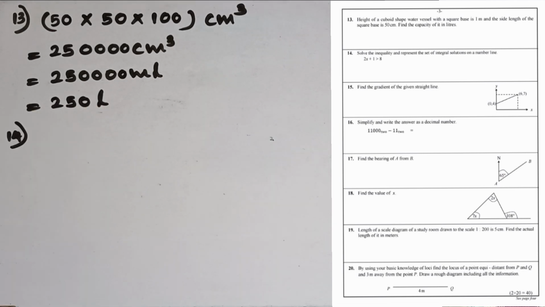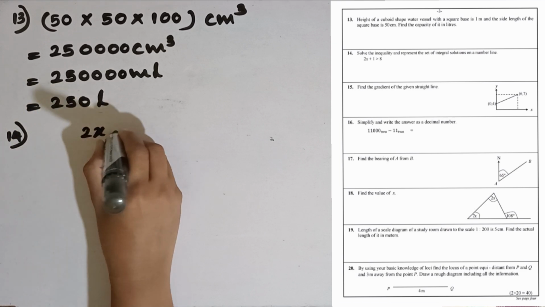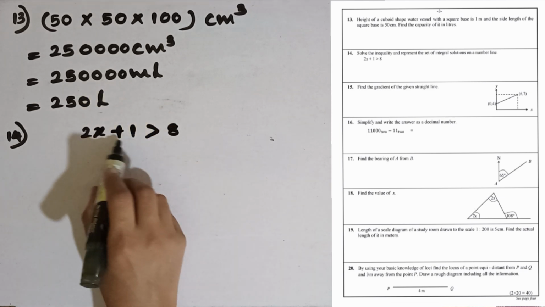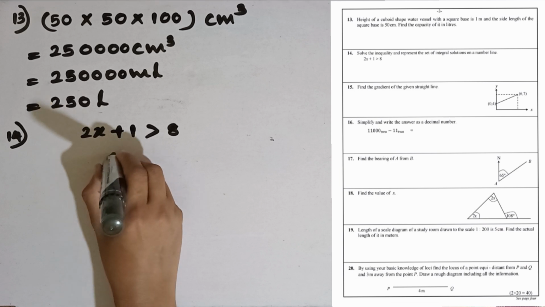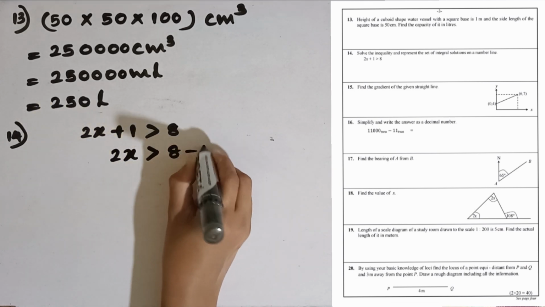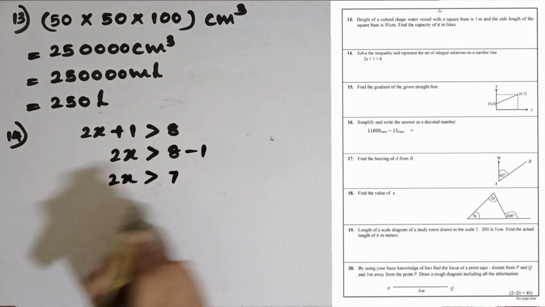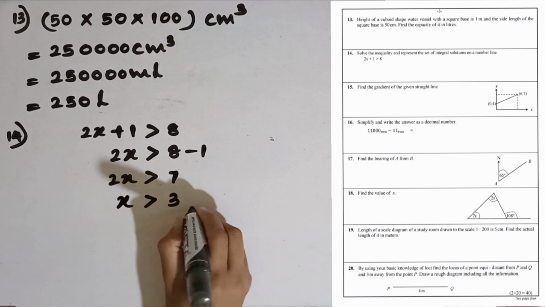Question number 14. Solve the inequality and represent the set of integral solutions on a number line. The inequality is 2x plus 1 greater than 8. First, this plus 1 can be removed by subtracting 1 from both sides. Then 2x is remaining in this side, greater than 8 minus 1. 2x greater than 7. Now both sides should be divided by 2. Then x greater than 3 and a half.